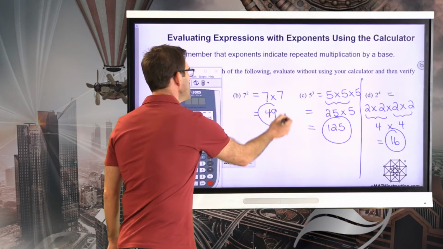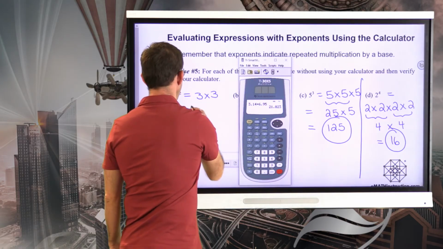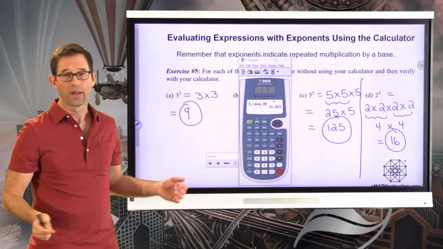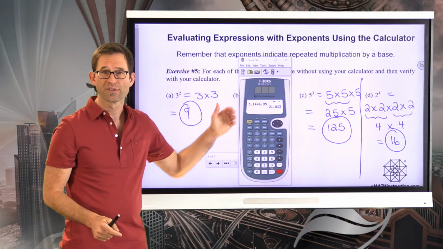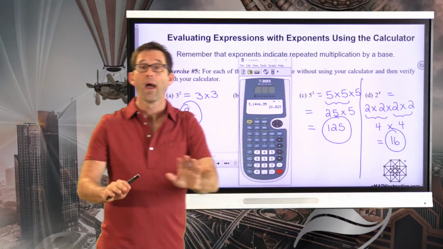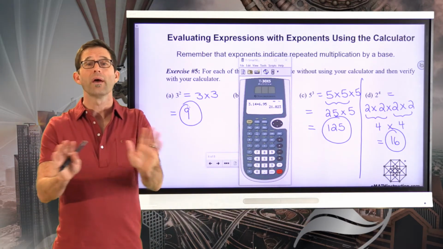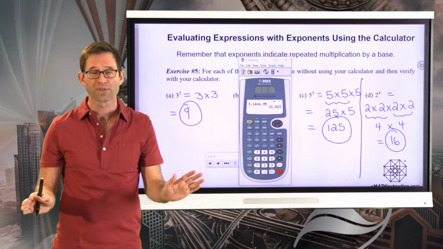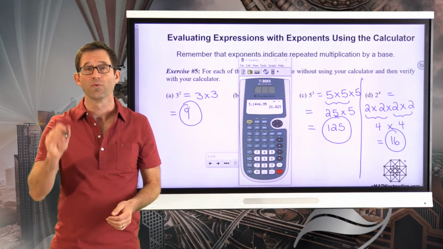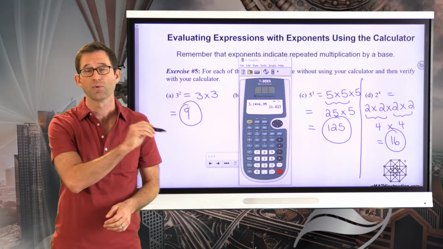So how do we do these then on the calculator? Well, you might say to yourself, well, this is simple. I'll take my calculator and I'll do 3 times 3, or 7 times 7, or 5 times 5 times 5, or 2 times 2 times 2 times 2. And that totally works. All right. It would be a real pain if I had something like 2 to the 10th, because then I'd have to do 2 times 2 times 2 times 2 times 2 times 2, etc.